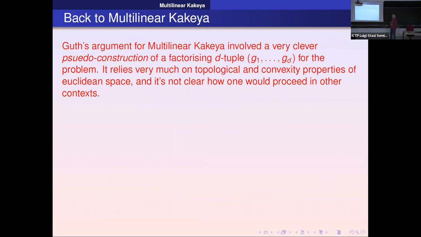Okay, so back to multilinear Kakeya. Gutt's argument for multilinear Kakeya basically involved constructing this sort of factorization I've told you about. Now, the abstract theorem doesn't tell you how to construct a factorization, but Gutt managed to do it by bare hands. Of course, he doesn't get sharp constants, but still he managed to do so. It relies very much on topological and convexity properties in Euclidean space, and it's not really clear how you proceed in other contexts.